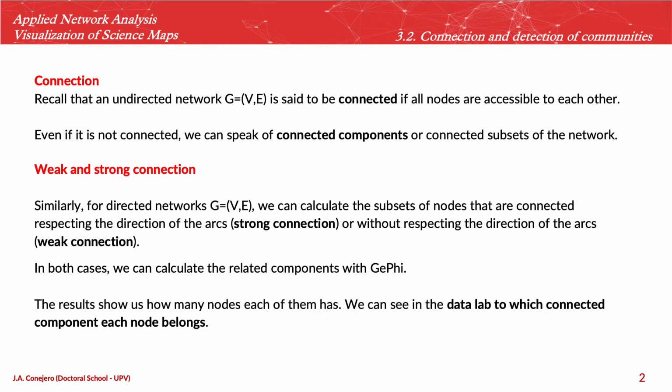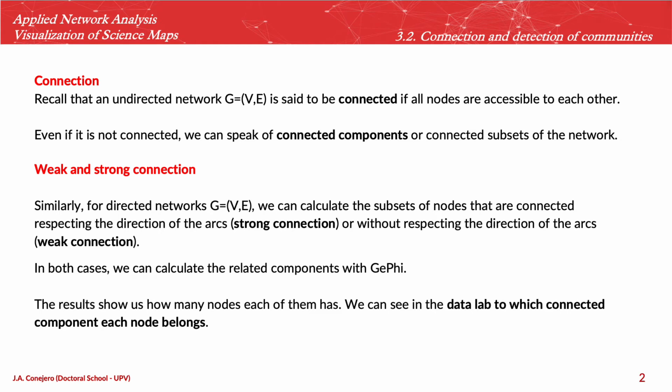On the one hand, if for finding the paths we are respecting the direction of the arcs, this was strong connectivity. But what we can do is to omit the direction of the arcs and consider this as an undirected network, and this definition is weak connectivity. In both cases, the connected components can be computed with Gephi, and Gephi will show us how many nodes we have in each connected component, and to see particularly to which connected component each node belongs.